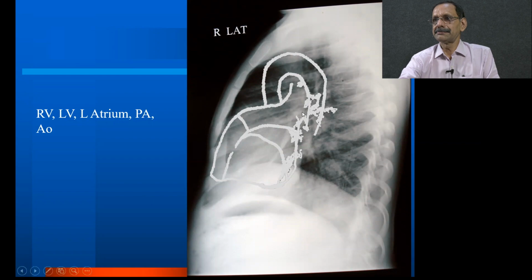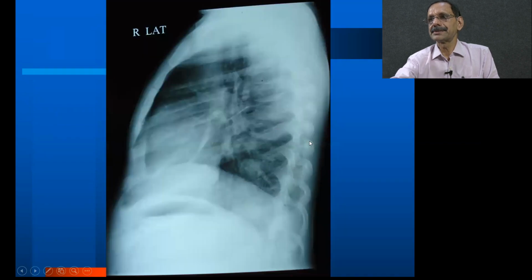This is regarding the cardiac border. This is the right ventricle, this is the left ventricle, this is the left atrium. Left atrium is posterior, and this is the pulmonary artery branching like this, and this is the aorta that is bending down to the descending aorta.